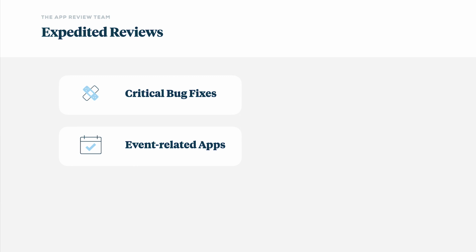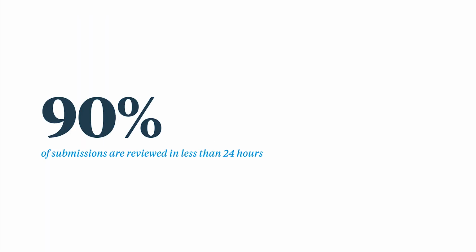The second reason for expedited reviews is event-related apps. For apps associated with an event, it's recommended you plan and schedule your release of your app in App Store Connect. However, if your app is still in review and the launch of your event is quickly approaching, you can request to have your app review expedited. Make sure your request includes the event, date of the event, and your app's association with the event.